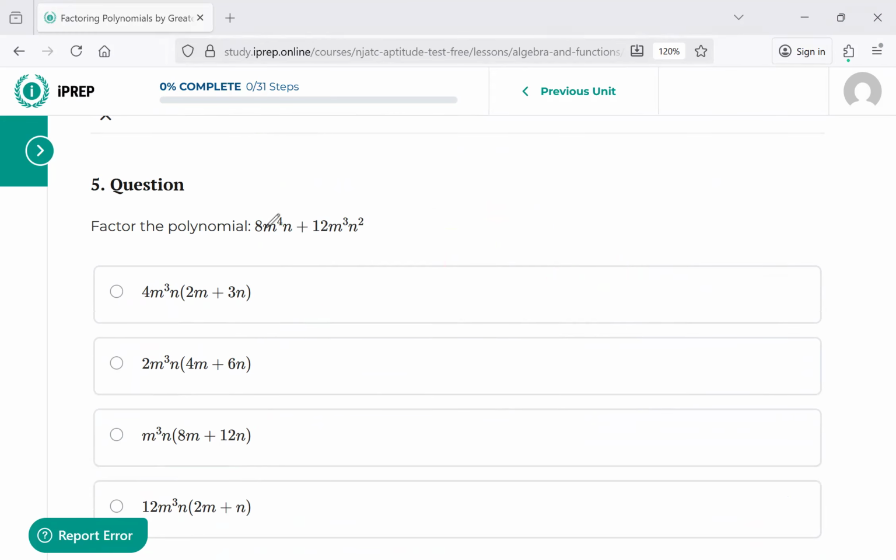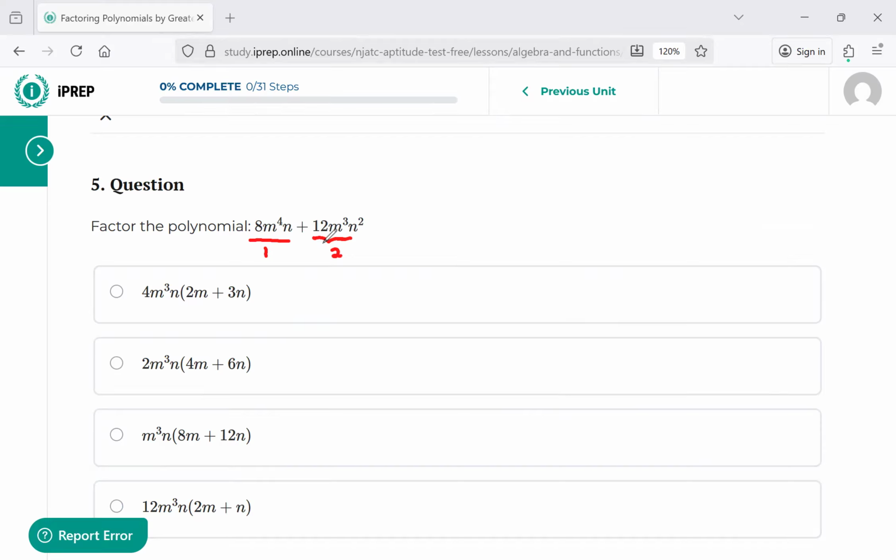Okay, question 5. We have 8m to the fourth n plus 12m cubed n squared. So first step, I'm going to count how many terms we have. Yes, we have exactly two because this whole thing is one term, believe it or not. And then this whole thing is one term. So that's a total of two terms.